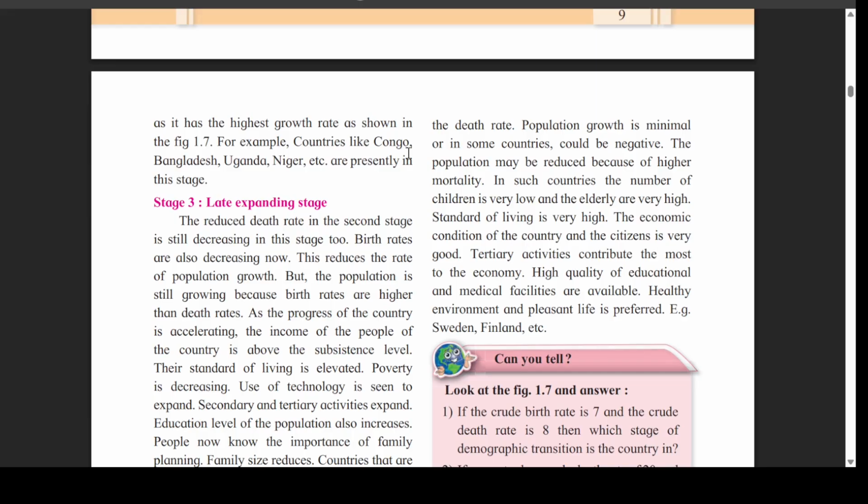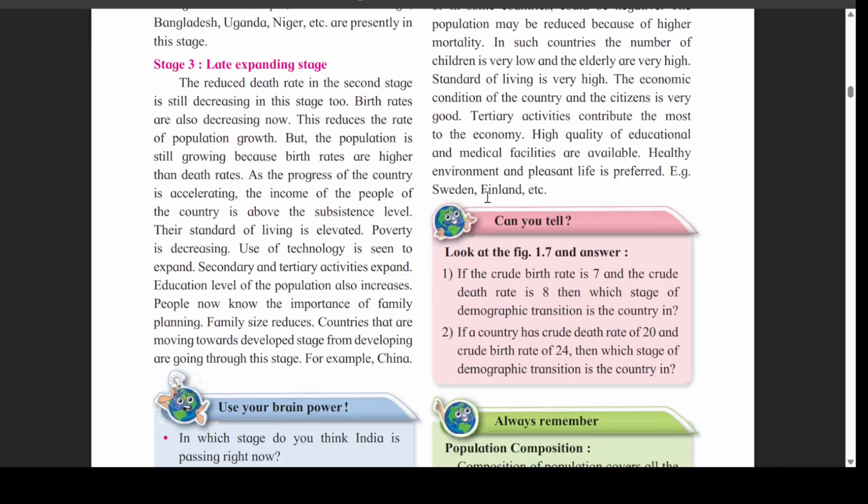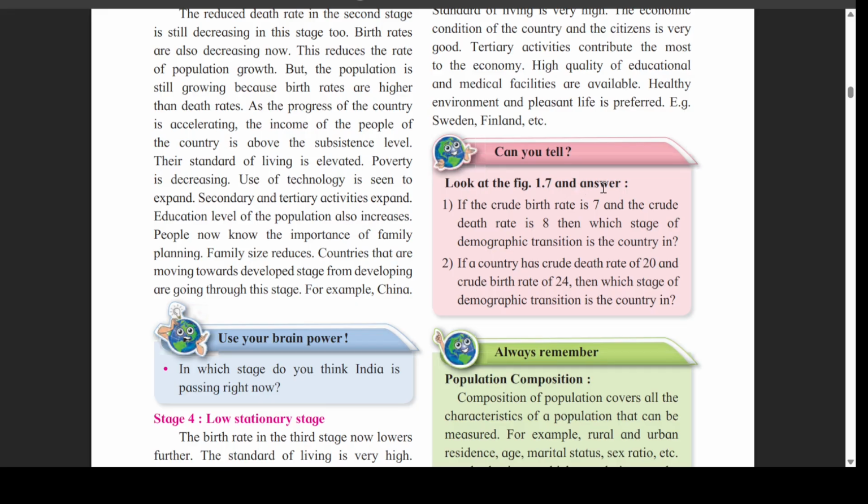The economic condition of the country and citizens is very good. Tertiary activities contribute the most to the economy. High quality educational and medical facilities are available. Healthy environment and pleasant life is preferred. Example: Sweden, Finland, etc. Can you tell? Look at figure 1.7 and answer.